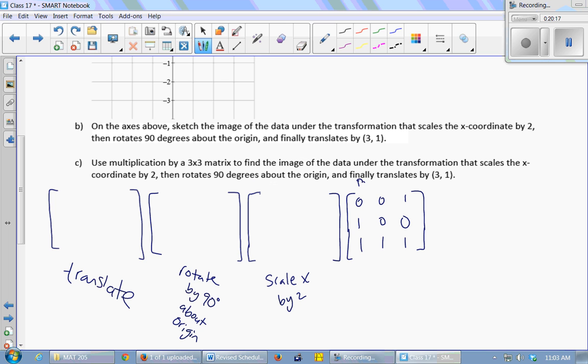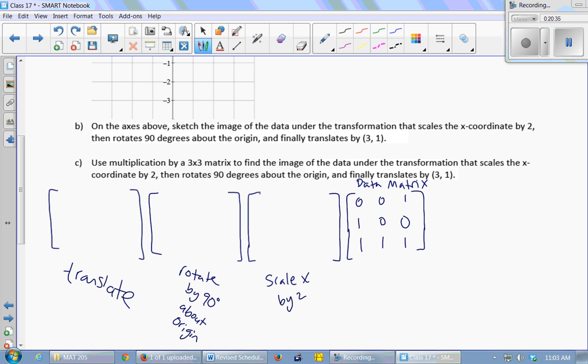This is my data matrix, so let's just label that. So those are just some points that I'm going to be transforming. So I have to come up with 3 matrices that will give me these transformations.